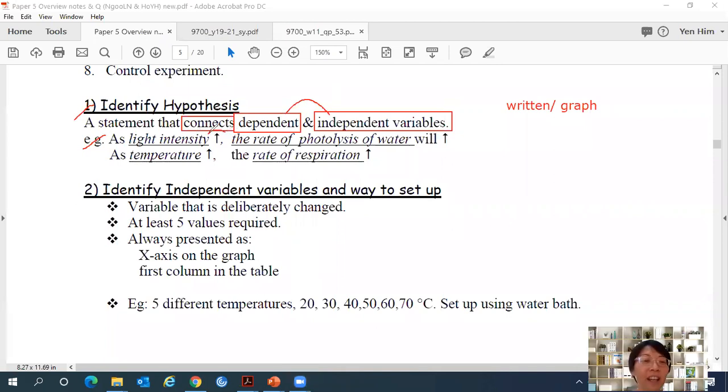Yeah, so this one, isn't it? So when light intensity increases, the rate of photolysis of water will also increase. So you're showing the relationship between the 2. Okay, so in a hypothesis, it tells us what you're going to test in your experiment. I'm guessing that as the light intensity increases, the rate of photolysis of water will increase. It's an intellectual guess, so I'm going to test this in my experiment. So therefore, in your hypothesis, you must write both the independent variable, the dependent variable, as well as the relationship between them.